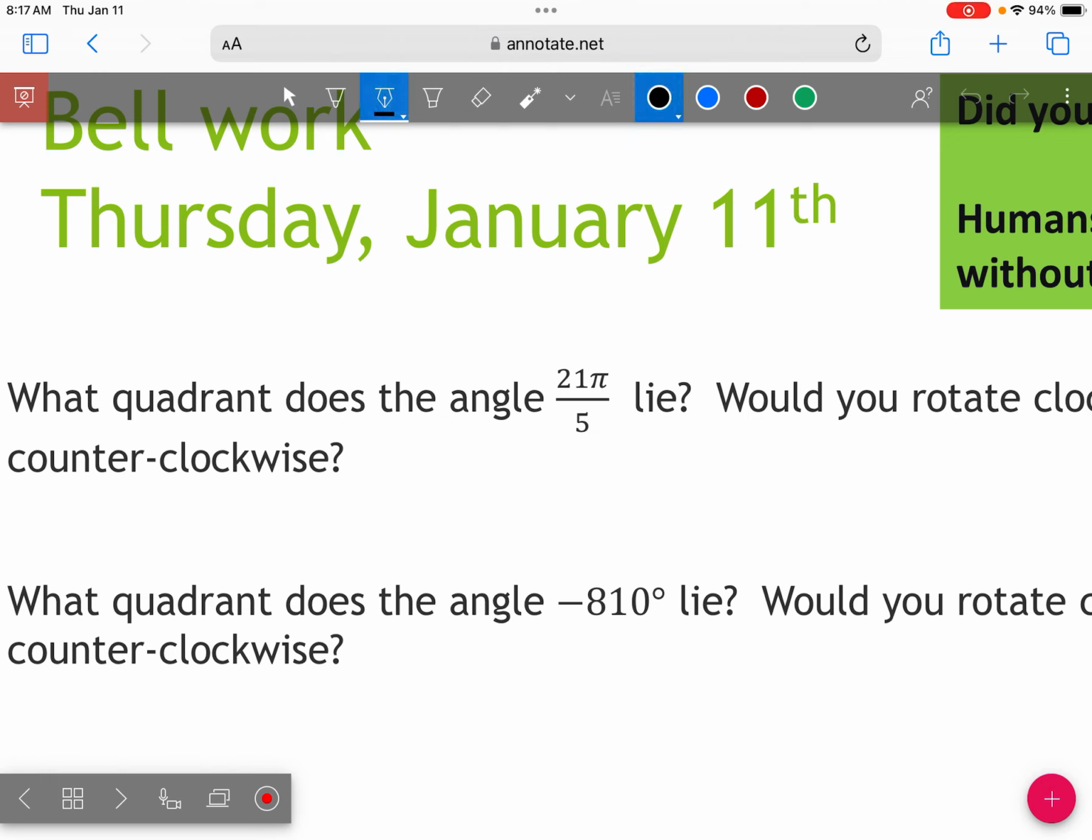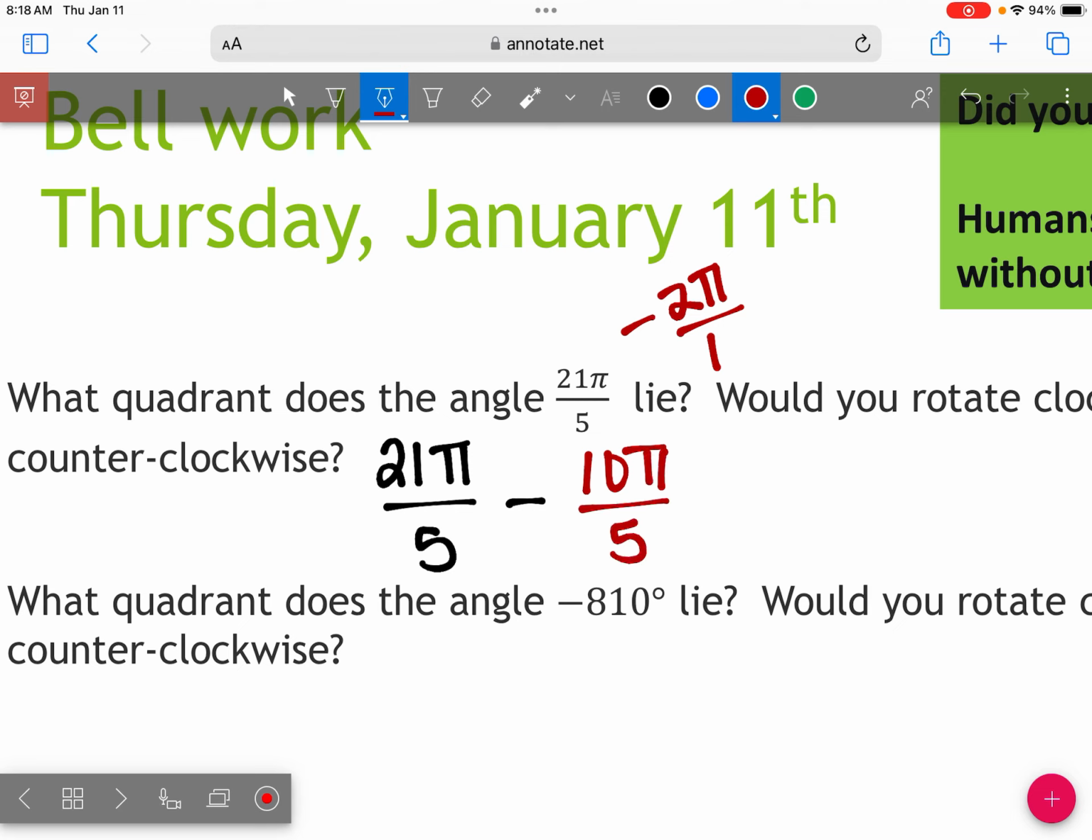So if I have 21 pi over 5, and I want to subtract 2 pi, remember we need a common denominator. How would I rewrite 2 pi with a denominator of 5? 10 pi over what? 5. Do you all agree that 10 divided by 5 is 2? All right, so 10 pi over 5 is the same thing as 2 pi. So what is 21 minus 10? 11.